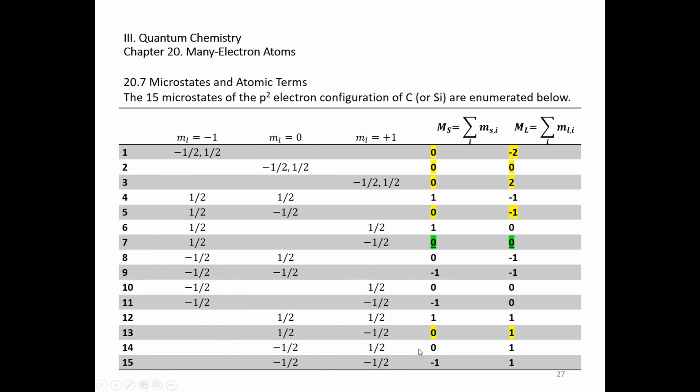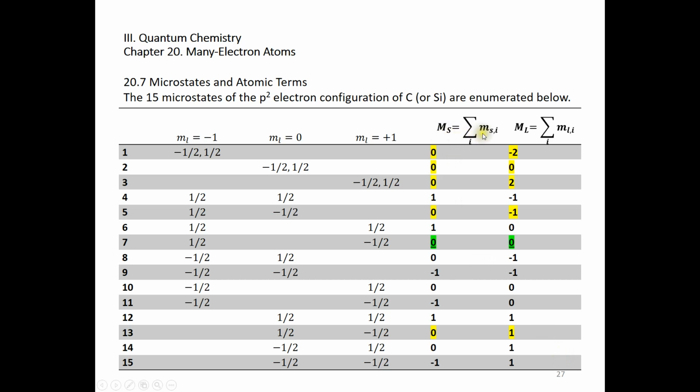That corresponds to the 15 microstates of the carbon atom or a silicon atom. If you are talking about silicon atom, well, it also has a partially filled p orbital. But for carbon, it's 2 p orbitals. For silicon, 3 p orbitals. Now we are looking at a group of electrons, not just 1 electron. We're looking at a group of 2 electrons. So we will use this method to determine the atomic terms.